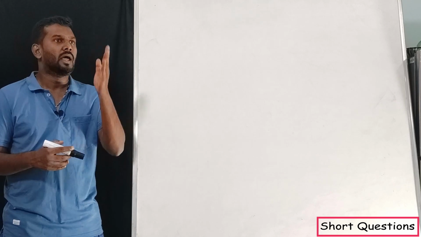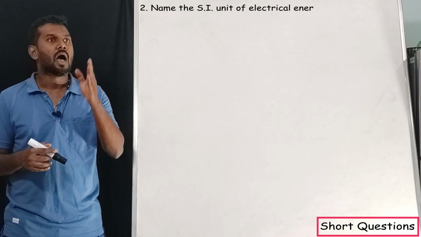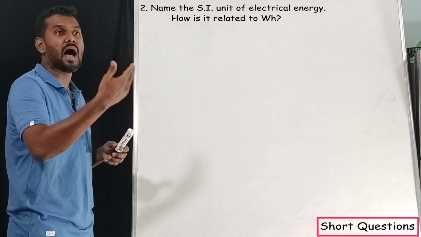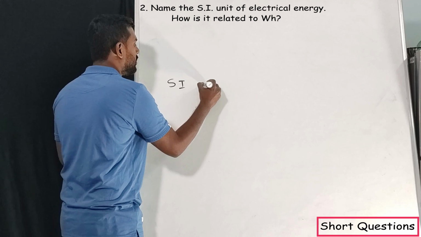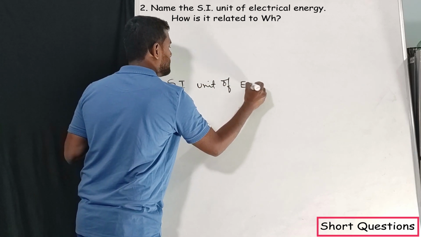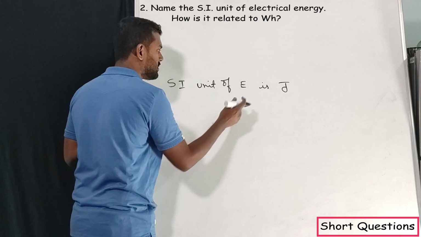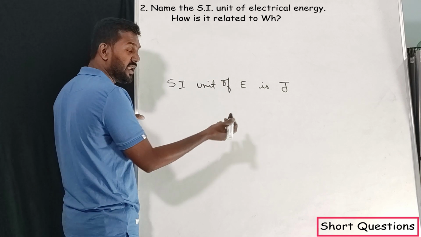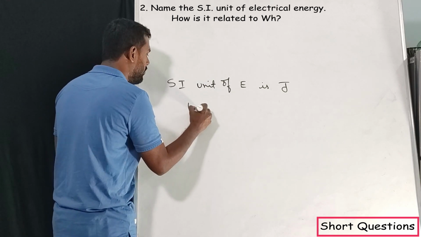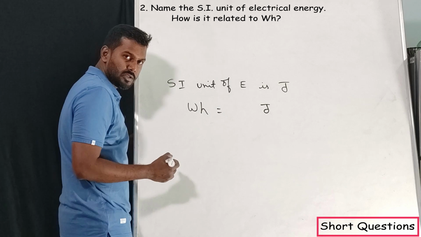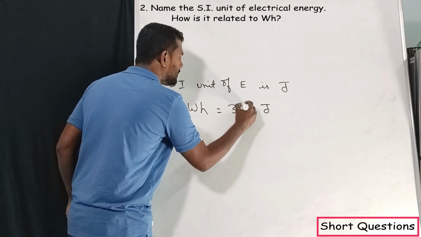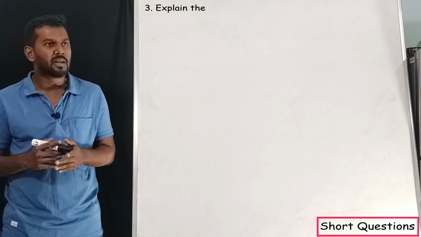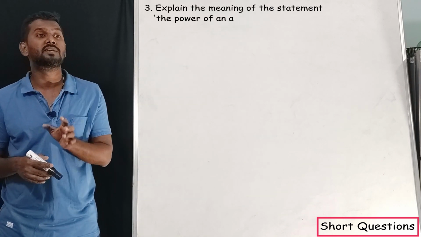Our next question: name the SI unit of electrical energy. How is it related to WH? What do you mean by WH? Watt hour. The SI unit of electrical energy is joules. You have to write it in the expanded form. Then they are asking how that is related to watt hour. So how is watt hour related to joule? 1 watt hour is equal to 3600 joules.